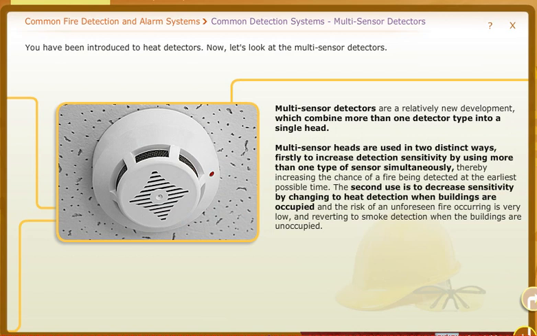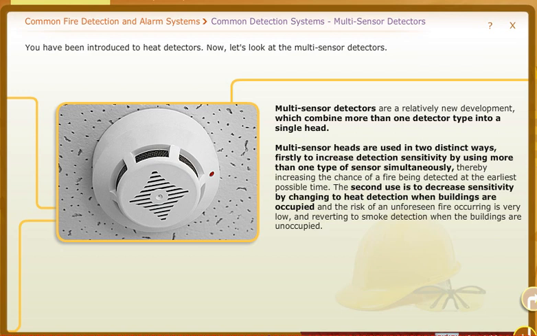You have been introduced to heat detectors. Now, let's look at the multi-sensor detectors. Multi-sensor detectors are a relatively new development which combine more than one detector type into a single head. Multi-sensor heads are used in two distinct ways. Firstly, to increase detection sensitivity by using more than one type of sensor simultaneously, thereby increasing the chance of a fire being detected at the earliest possible time.